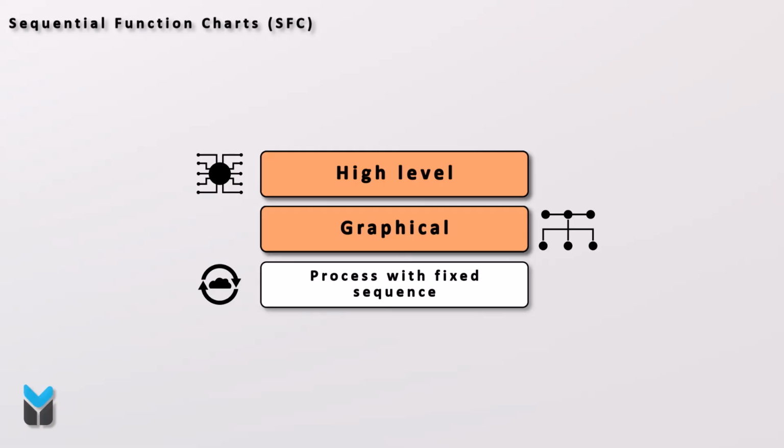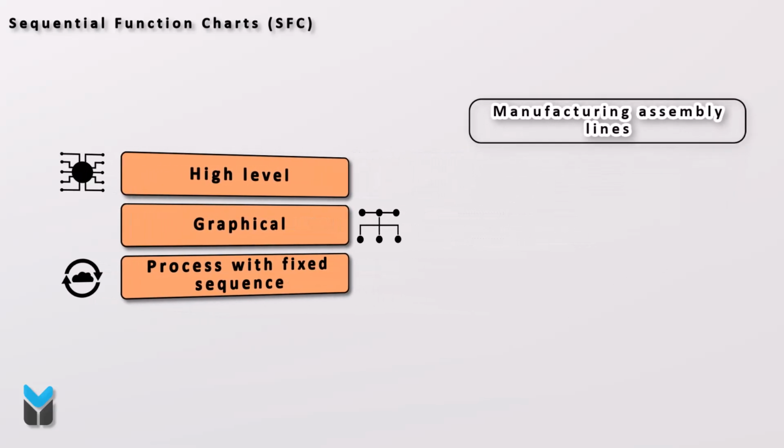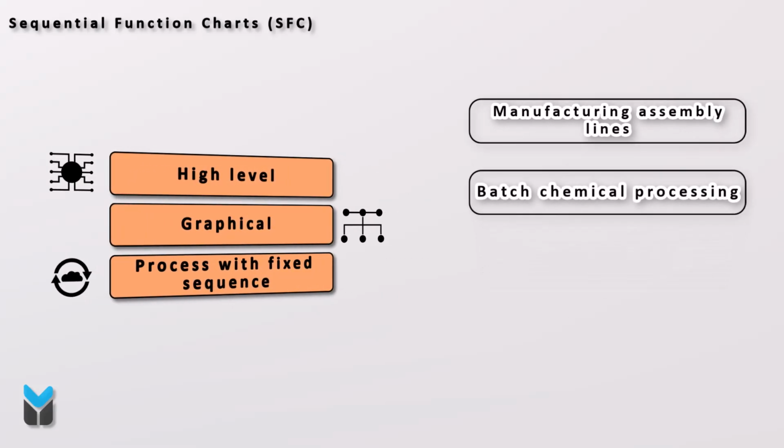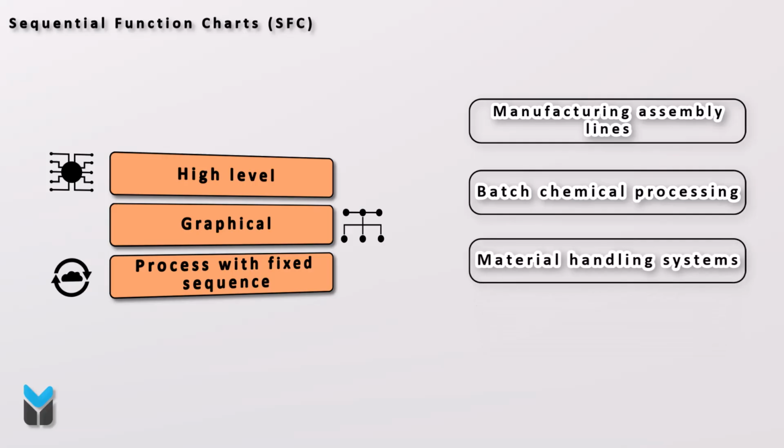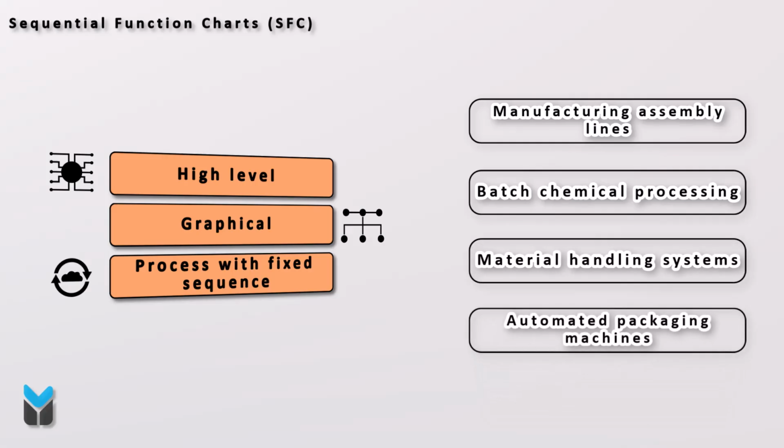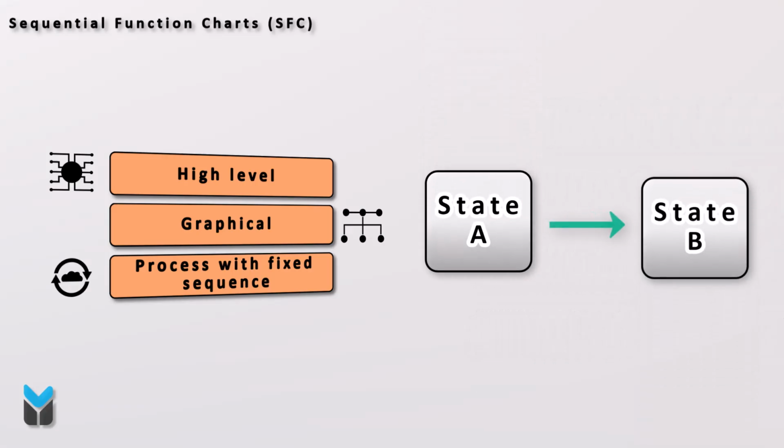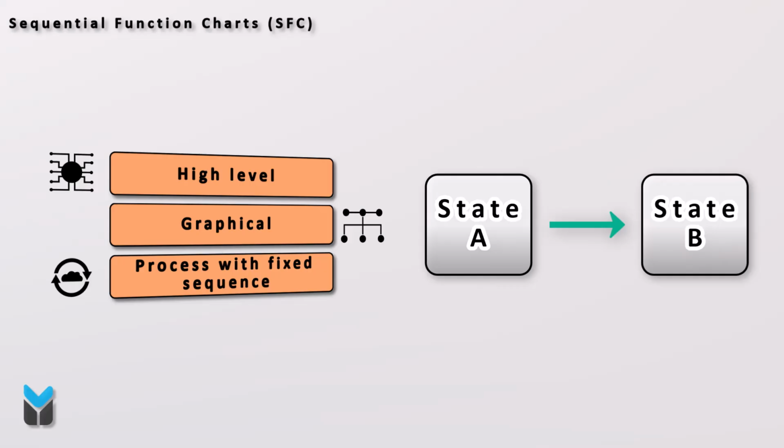It is especially useful for processes that follow a fixed sequence, such as manufacturing assembly lines, batch chemical processing, material handling systems, or automated packaging machines. Whenever a system needs to move from one distinct state to another based on specific conditions, SFC is often the cleanest and most organized programming method.